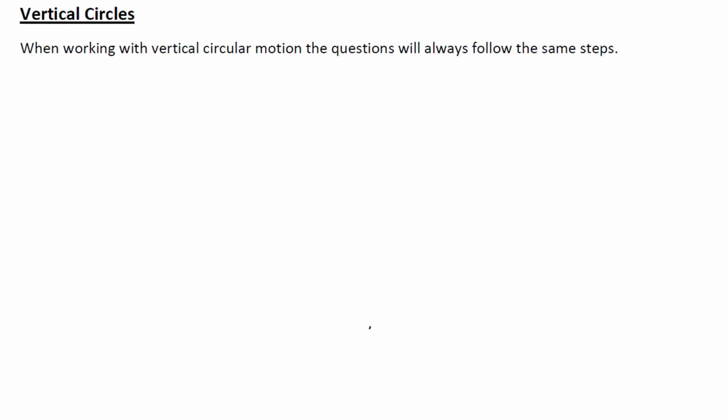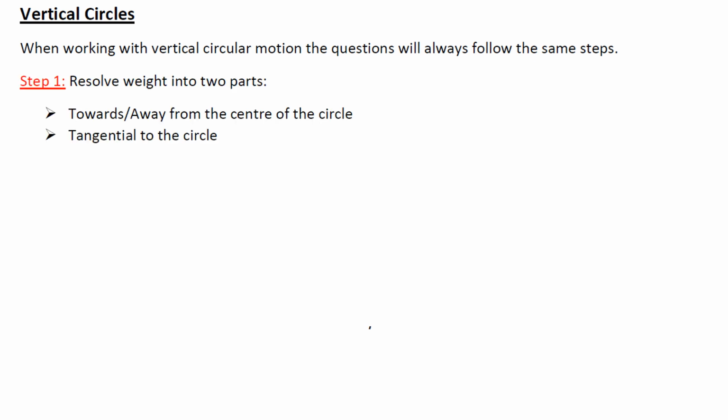So this is just an extract from the revision booklet, which goes through how we work with our vertical circular motion questions. The first thing we want to do is we resolve weight. Always weight, because if we're dealing with a reaction or a tension, they will be in the direction of the centripetal acceleration, which means the thing that's in the wrong direction, the thing that is not currently parallel or perpendicular to our acceleration or our movement, is going to be our weight. So we always resolve our weights into two parts. We want to think about it either towards or away from the center of the circle and tangential to the circle. It really just depends on the question, whether it's towards or away.